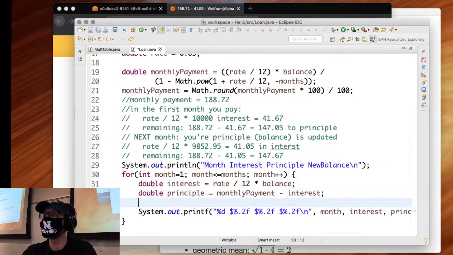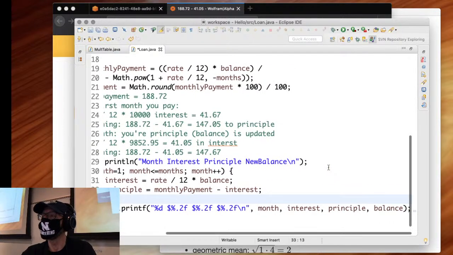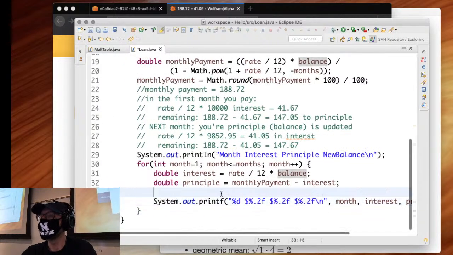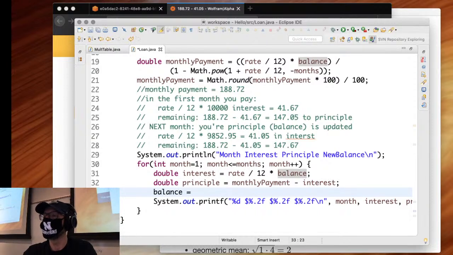And then what else do I need to do? That'll take care of the interest and the principal. I need to update my balance, otherwise I'm never going to get this loan off of my back, right? I need to update the balance to be whatever the balance was before minus the principal that you're paying towards it. Right? Is there a more compact way of writing that? Minus equals. Right. Let's see if this works. It compiles, so let's see if it works.